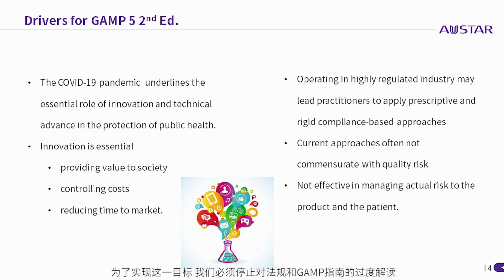To achieve this, we have to stop the overinterpretation of the regulations and the GAMP guidance. This overinterpretation has led to prescriptive and rigid compliance-based approaches that focus more on compliance, but not on the quality of the systems or the products. For example, some organizations did extensive risk assessments for systems and then tested everything with the same rigor, extent, and level of documentation. This is not cost-effective, wastes resources, and does not adequately manage the risks to data integrity, product quality, and finally, the patient safety.